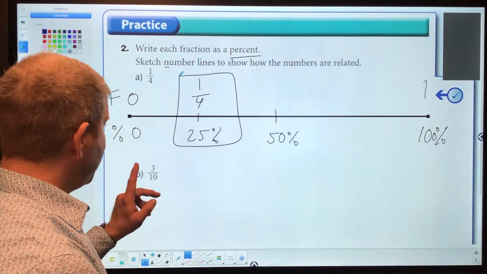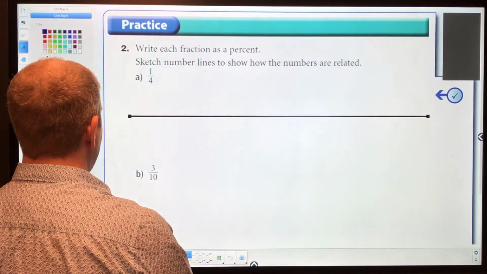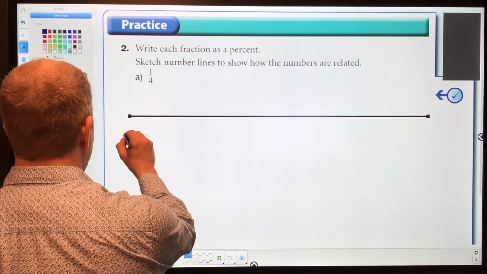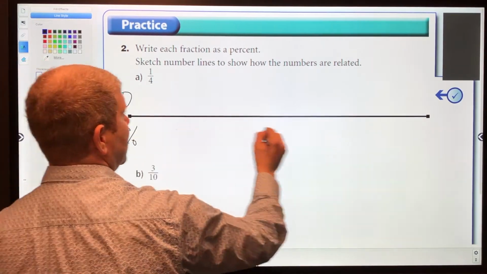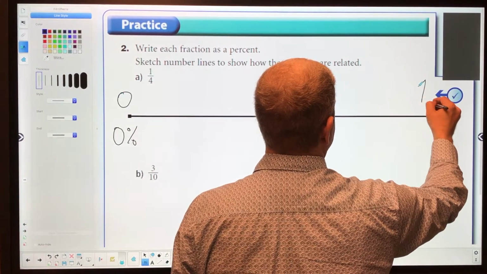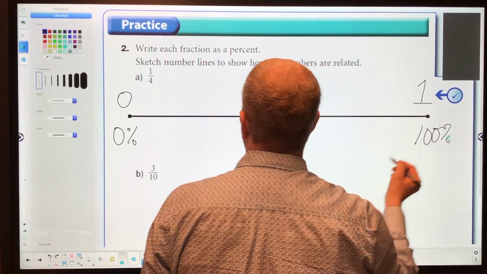Now let's do that for B. B is 3 over 10. I'm gonna clear my page here, and we're gonna use this same number line. And we're gonna start again with 0% at the bottom and 0 as a fraction. And we're gonna end up with 1 as a fraction. And over here, we're gonna end up with 100%.